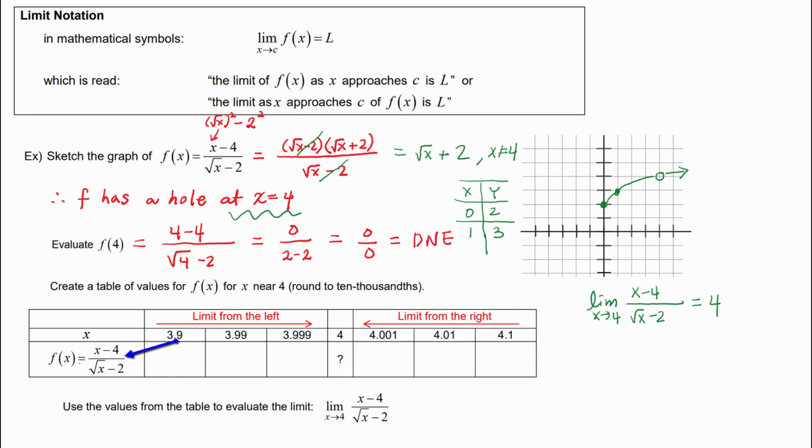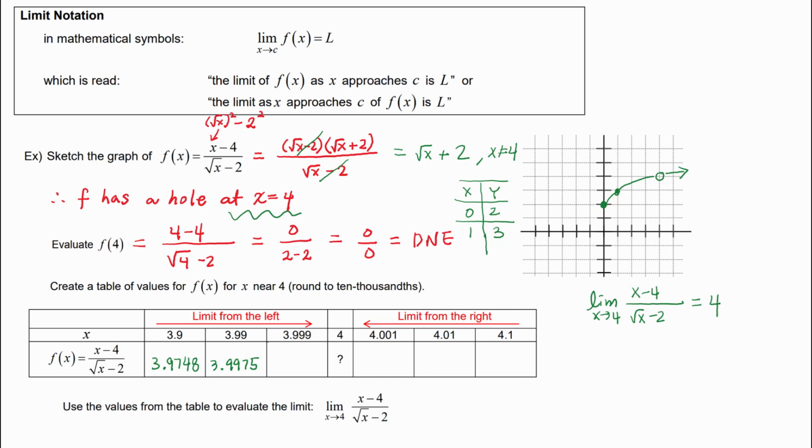So first we have to evaluate f of 3.9, which is equal to the quantity 3.9 minus 4 over the quantity radical 3.9 minus 2. Enter. And if you do that, you're going to get 3.9748. Wow, very close number to 4, huh? So now try to plug 3.99 for every x you see into your function, and you're going to get 3.9975. Wow, even closer to 4.